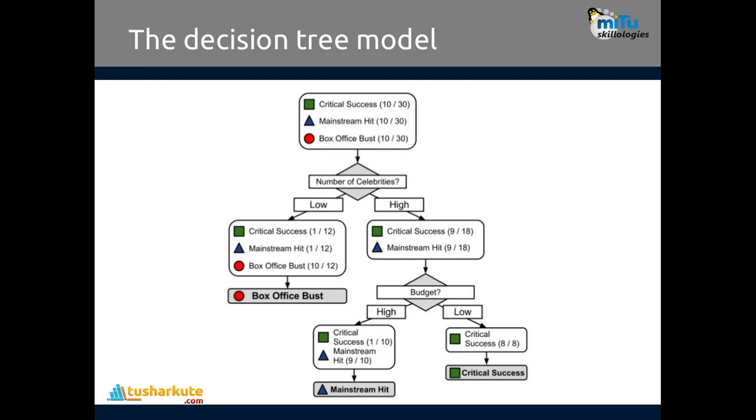Now how to predict? Next time when a screenplay comes, when the budget is low and celebrities are high, see, celebrities are high in this direction, budget is low in this direction, we will have the critical success. Now if I want the movie in box office bust, I need to keep the number of celebrities low, correct? And if I want to predict that the movie will go in mainstream hit, that is when the celebrities are high and the budget is high, that time we will go to mainstream hit. How? Because my previous experience, previous observations are telling this. Okay, this is how the tree building is done.